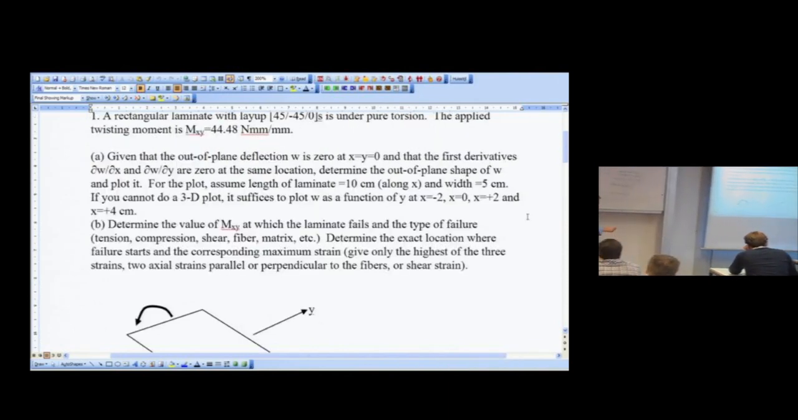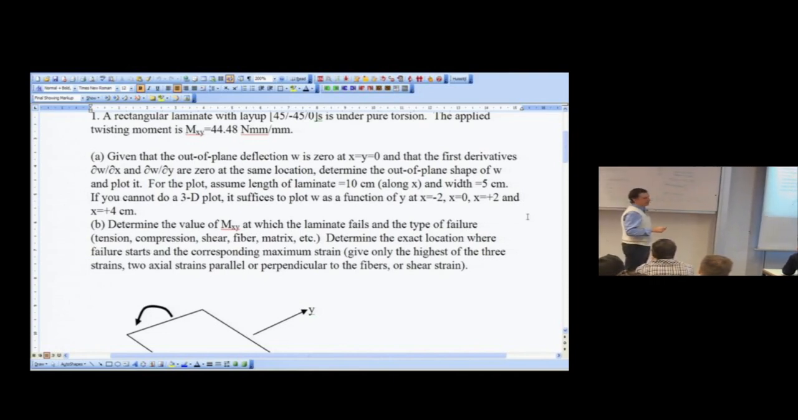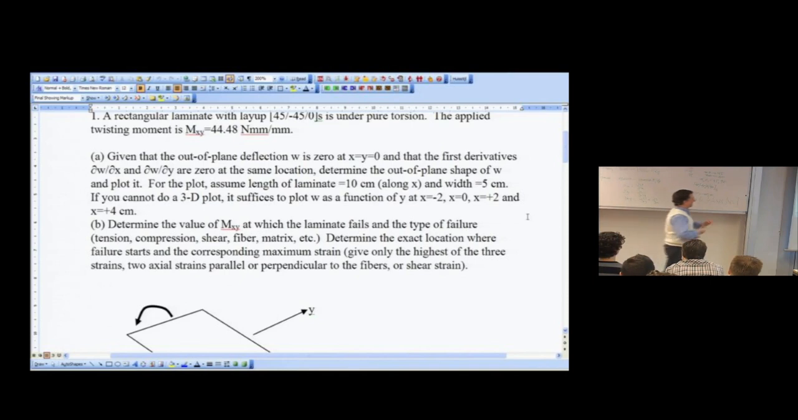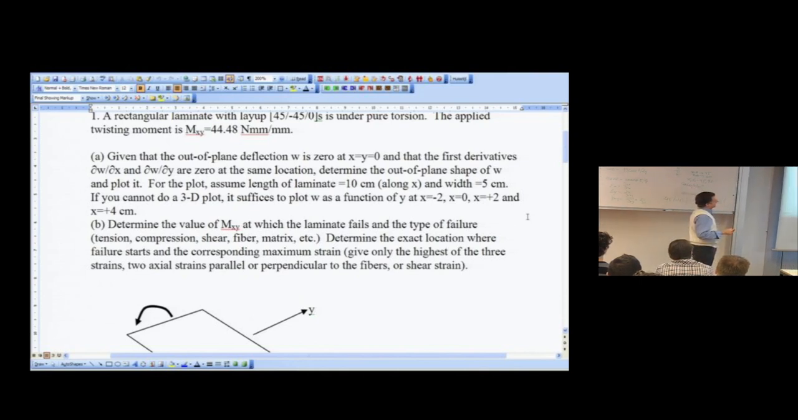You are supposed to determine the actual shape of W, so you have to tell me exactly how this deforms, and plot this W. Now, for the plot, you will assume, and only for the plot, I don't want the answer for W to include these dimensions. I want them in terms of A's and B's, and then only in the end you substitute. So the length is 10 centimeters along X, this dimension here, and the width is 5 centimeters.